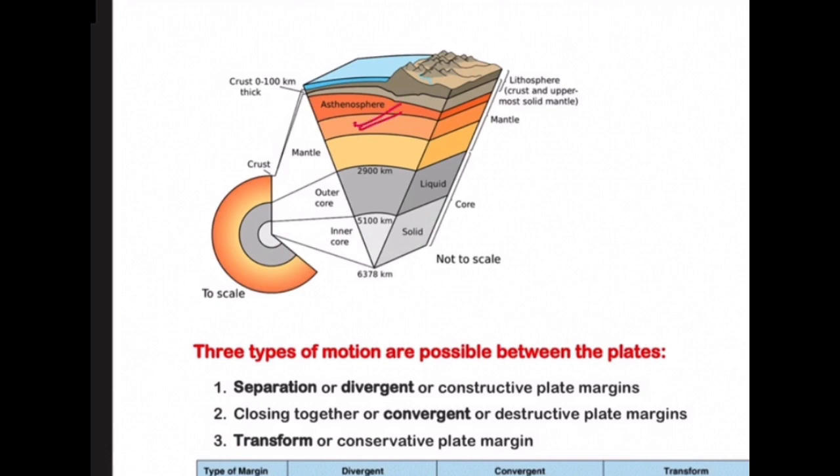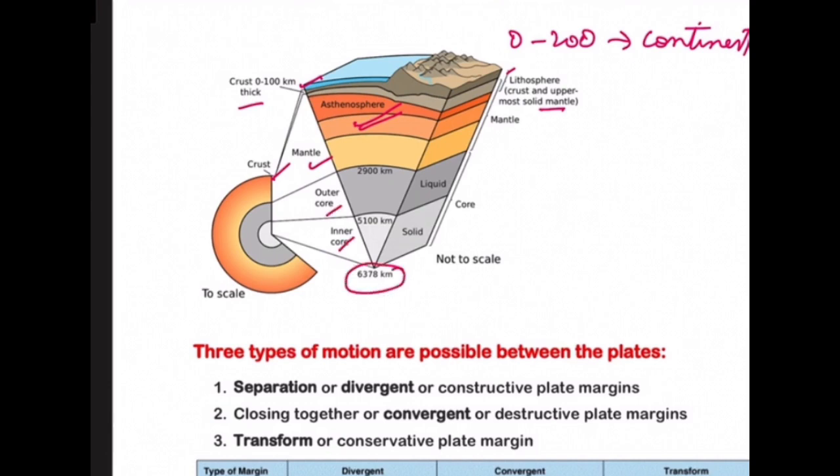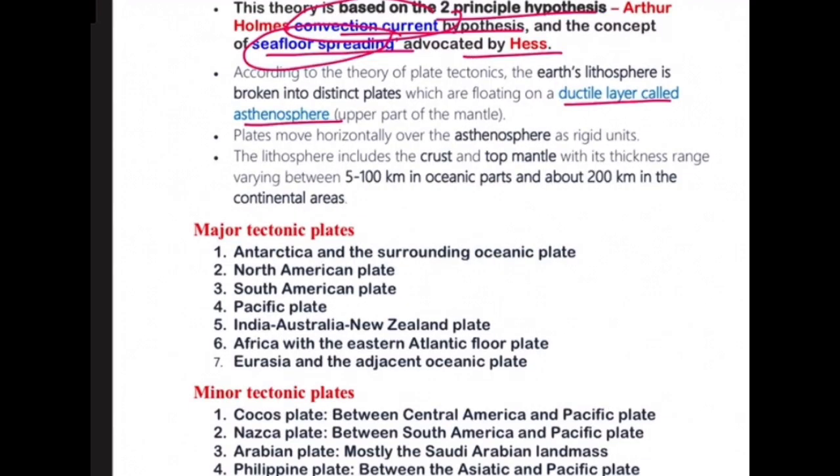This consists of lithosphere, which consists of crust and uppermost solid mantle, and the crust which is 0 to 100 km thick is the oceanic plate, and 0 to 200 is the continental plate. Okay, now further, this crust, this part is mantle, and outer core, inner core, which is about 6378 km, and this asthenosphere comes in a part of mantle. Plate moves horizontally over the asthenosphere as a rigid unit.